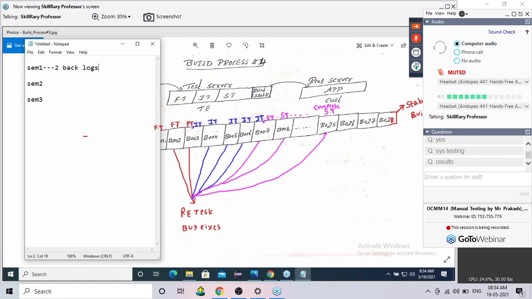But still, I may have 2-3 backlogs. Now, these backlogs, when are you going to write? Correct. In the second SEM. That means my exams are over and I'm going to semester number 2. Same question. When do I say my SEM 2 is done? Again after exam. Perfect. Now exam is done.